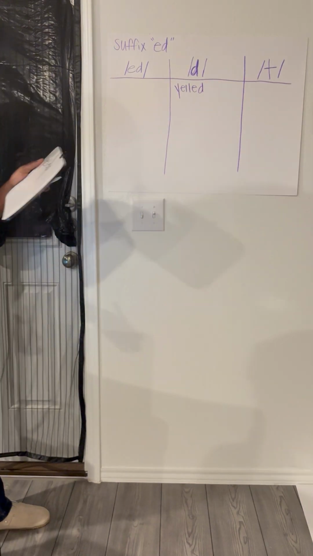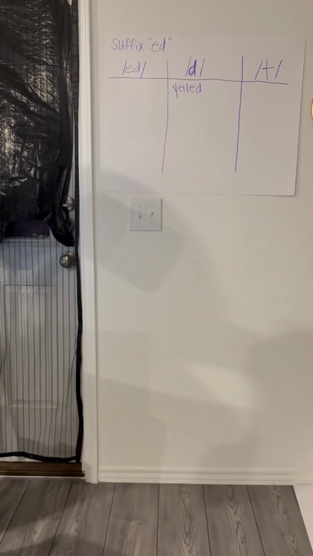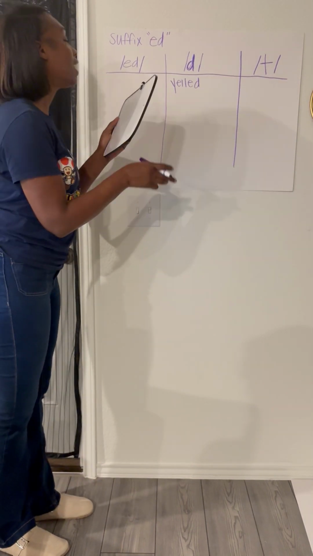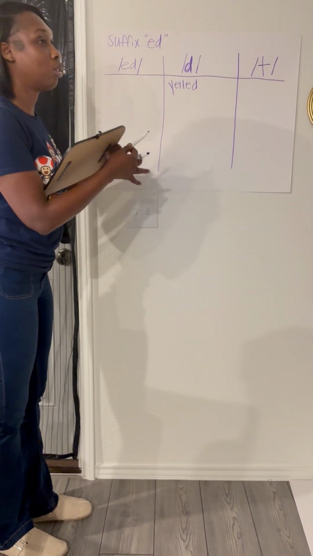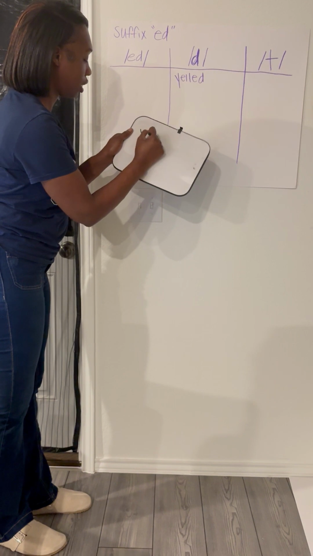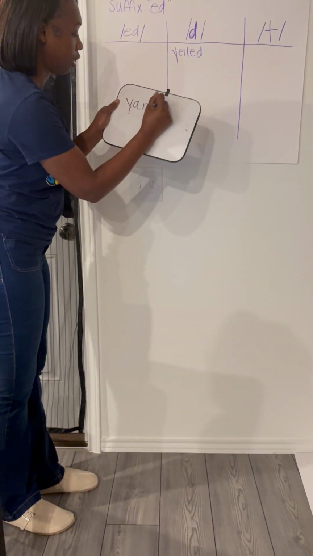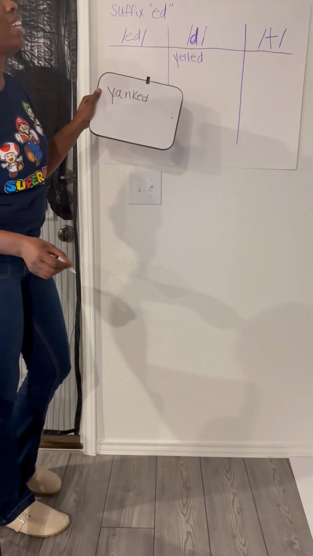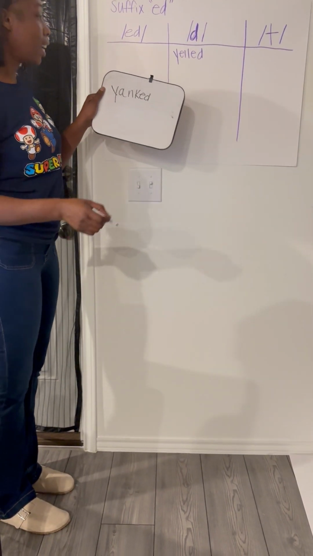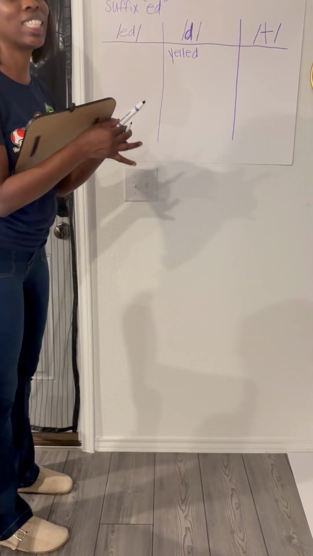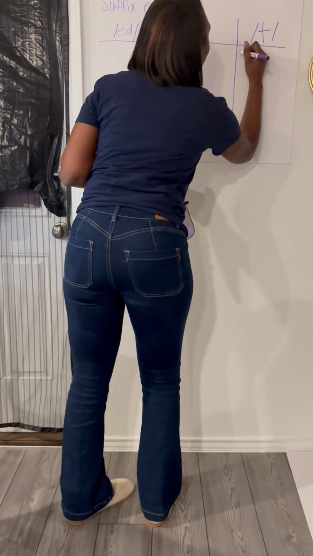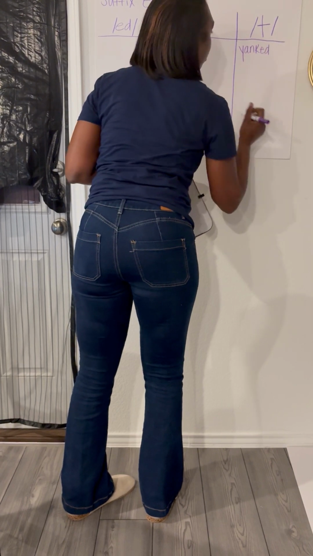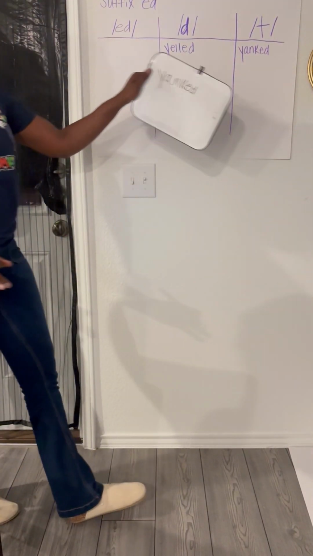All right. Our next word is going to be yanked. I'm going to write it. Just listen. Yanked. T. Yanked. Good job. You heard that T in yanked. So we're going to have that T ending.